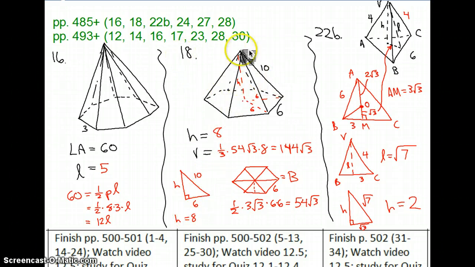Volume, right, I need to know height, and I need to know area of the base. Area of the base is all this stuff down here. I need to know apothem to find area of the base. Apothem would also be helpful if I needed to find slant height of this thing. But I don't. So here we go.